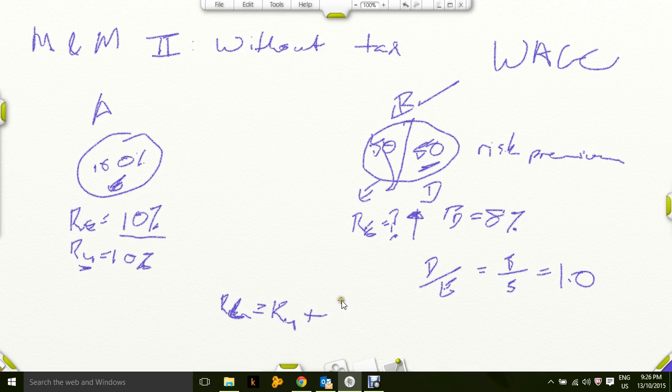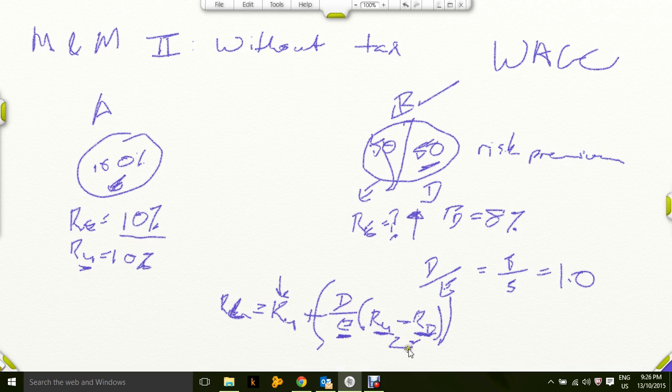So we plus, we're going to use the debt to equity ratio, and then we're going to take RU minus RD. And basically what we're saying here is, the return on equity is going to be at least the same as company A, but we're going to add in this part here, which is the risk premium. What we're doing is taking the debt to equity ratio and multiplying that by the difference between company A's return on equity and our return on debt. And in this case above, that's 8%.